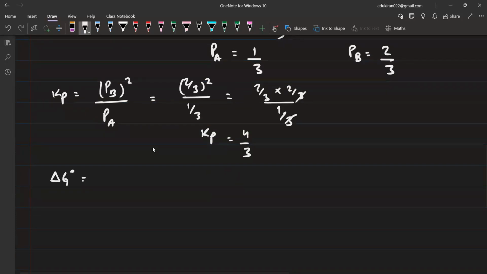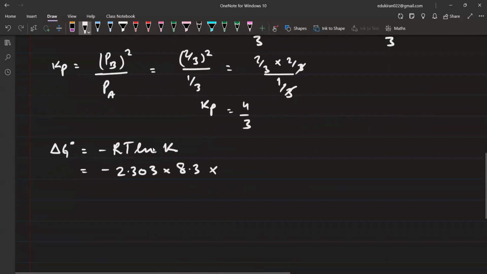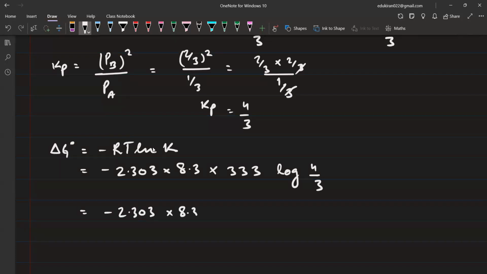Once we have got the Kp, then we can apply the formula. Delta G naught is equal to minus RT ln K. You can write this as minus 2.303 into R value, which will be 8.314 or 8.3, into temperature, which is 60 degrees Celsius. 60 degrees Celsius, that means 333. And what is ln K? Not ln K, log will come, log 4/3. So minus 2.303 into 8.3 into 333 into log 4 minus log 3. Okay?